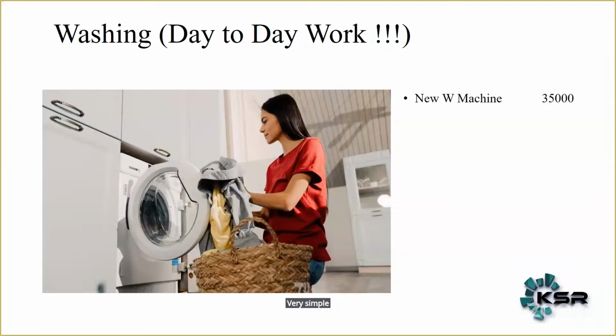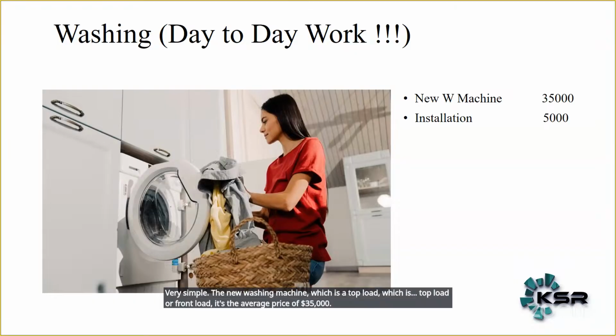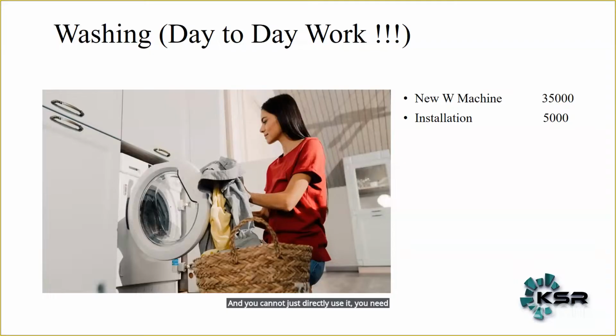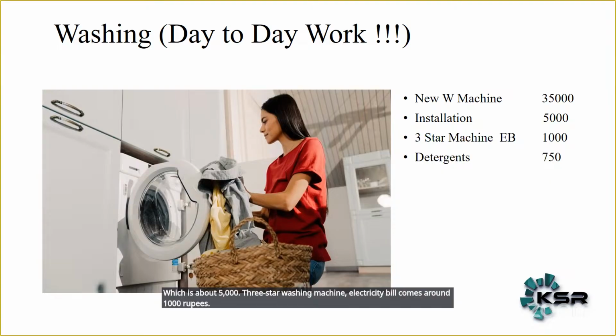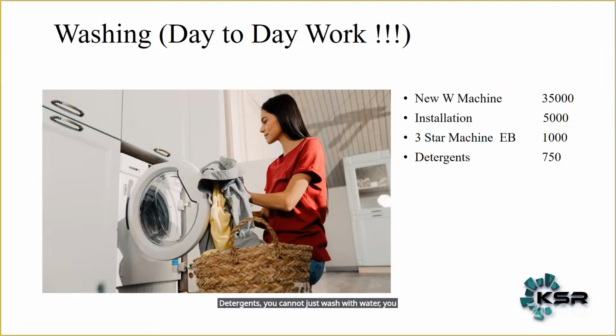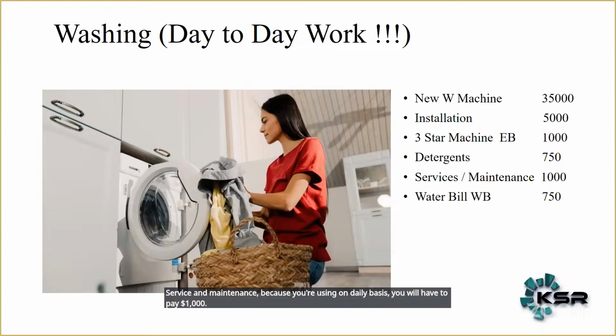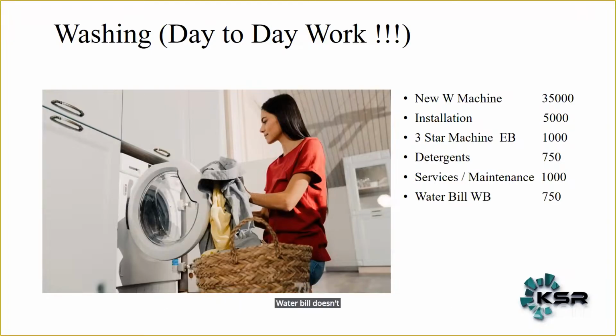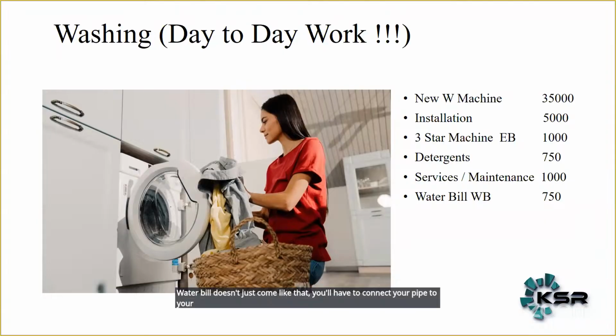Very simple. The new washing machine, which is top load or front load, its average price is 35,000. And you cannot just directly use it. You need to have an installation, which is about 5,000. For a 3-star washing machine, the electricity bill comes around 1,000 rupees. Detergents, you cannot just wash with water. You need detergents, 750 rupees. Service and maintenance, because you're using it on a daily basis, you will have to pay 1,000. Water bill doesn't just come like that. You will have to connect your pipe to your washing machine. So it's 750 rupees extra.